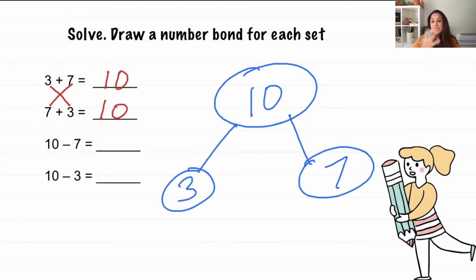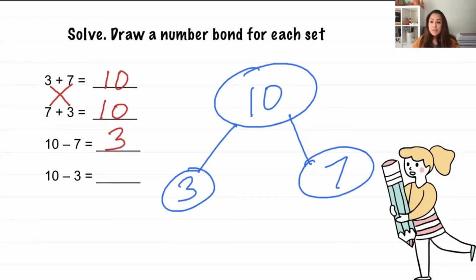Now we're going to move to subtraction. So what is the difference between 10 and 7? So 10 take away 7. Let's see, I'm going to look at my number bond. 10 take away 7 equals 3. So I'm going to go ahead and write that 3 right here.